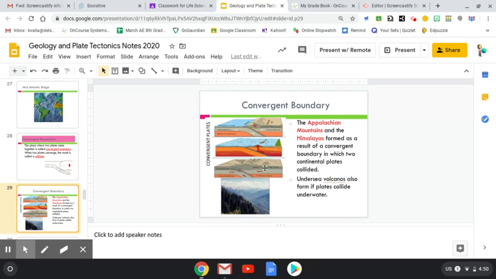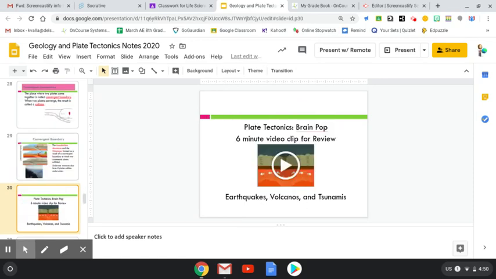Another great example: when land to land plates come together, they form mountains, right? The Appalachian Mountains, which run up and down our East Coast, formed over millions of years as a result of a convergent boundary, when two continental plates collide. Undersea volcanoes also form when plates collide, which is that middle one. Okay, so there were your three examples.